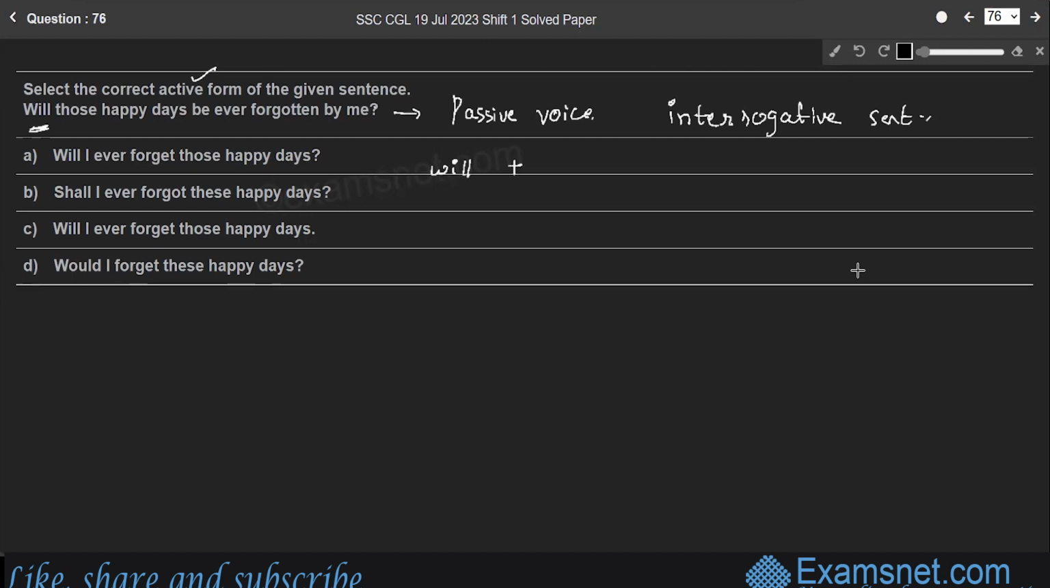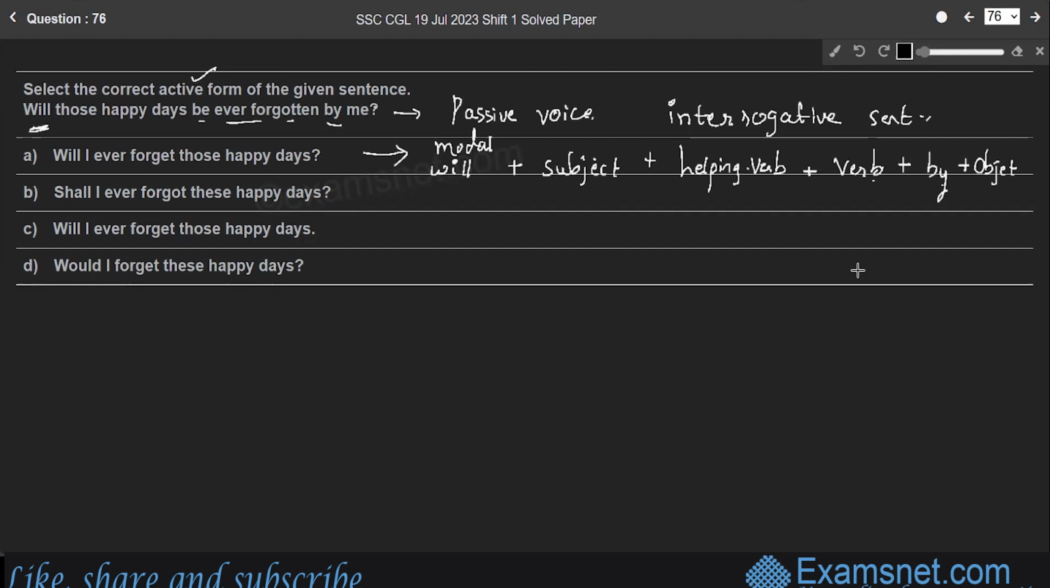Here the subject of the given sentence is those happy days, right? So will, then comes a subject. Then comes a helping verb be. Then comes the main verb, the V3 form of the verb. Then comes by. So be ever forgotten by me. Me is the object here. So the passive voice form of an interrogative sentence starts with a modal. Then comes a subject, helping verb, verb, by, and object.